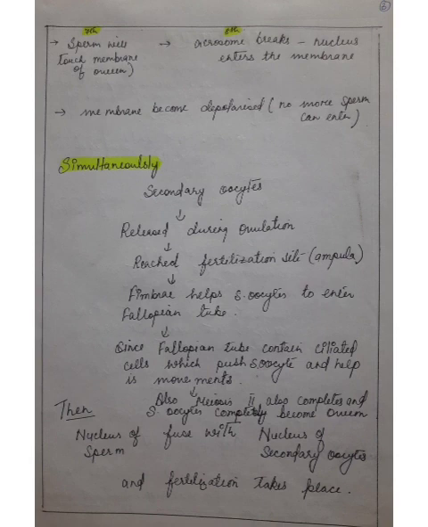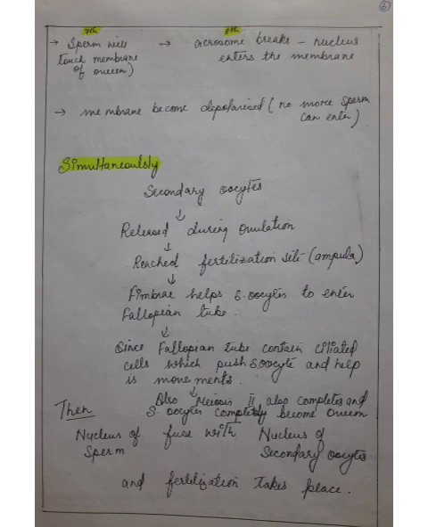Since the fallopian tube contains ciliated cells, the tube is made up of ciliated cells. These ciliated cells help in movement: they push the secondary oocyte along and help in its movement. Also here, meiosis 2 is completed.